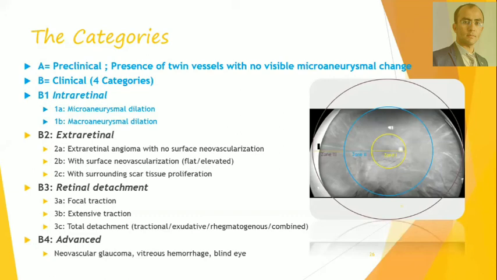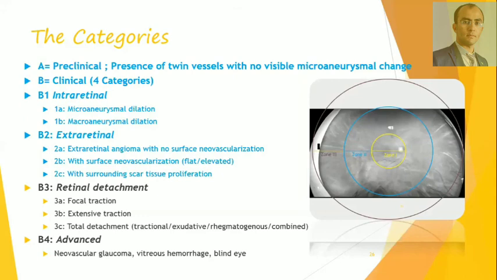Category 2 is the extraretinal manifestation of the RCH. There will be an extraretinal hemangioma without any surface vascularization, classified as 2A. The lesions with surface vascularization are classified as 2B, and with surrounding scar tissue proliferation, they are classified as 2C.